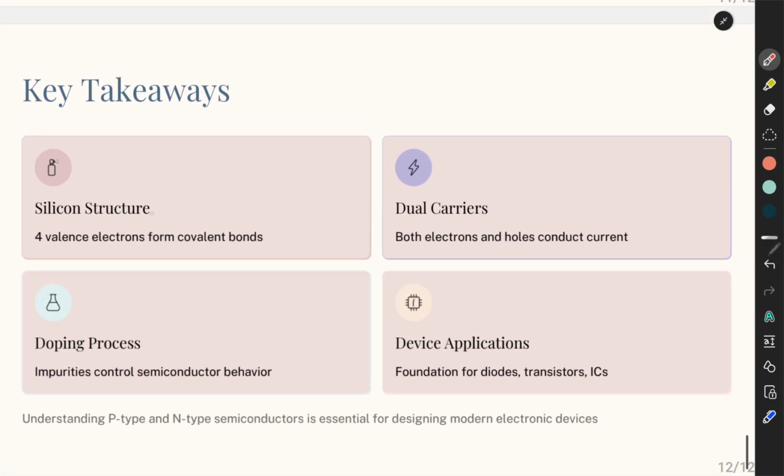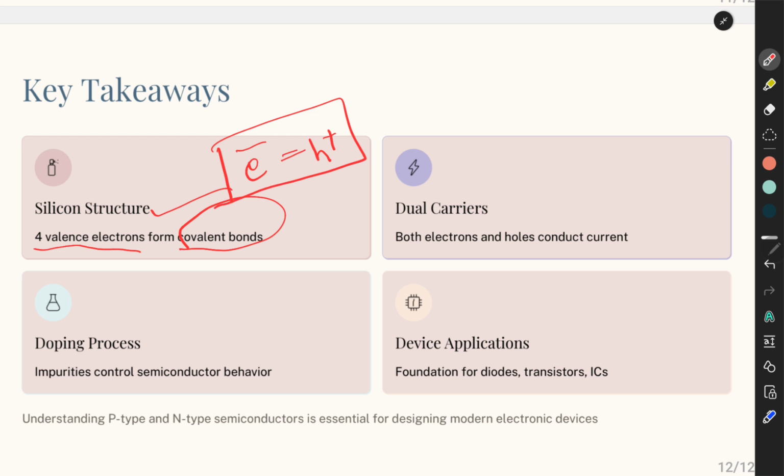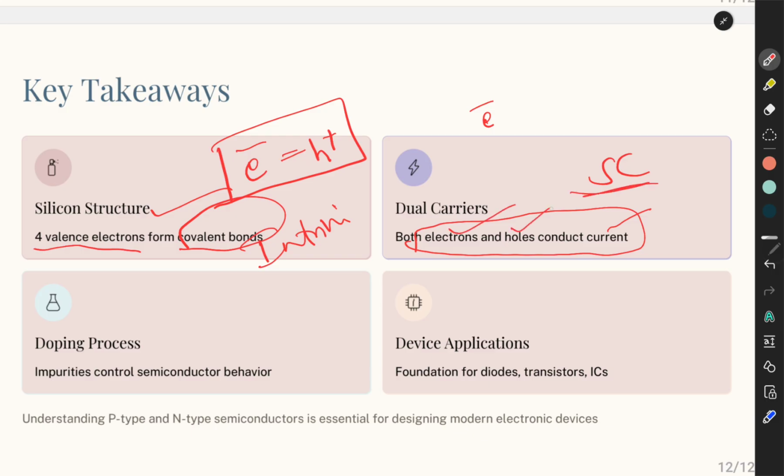Okay, understood the class? We have seen the silicon structure with 4 valence electrons. They are sharing their outermost electrons with each neighboring atom of the silicon, and they are forming the covalent bond. In that way, the number of electrons will be equal to the number of holes, which is called the pure form of semiconductor or intrinsic semiconductor. Both electrons and holes conduct current in semiconductors, unlike conductors. In conductors, only electrons will conduct, but in semiconductors both electrons and holes are conducting the current.